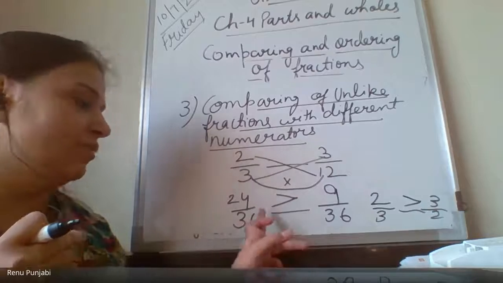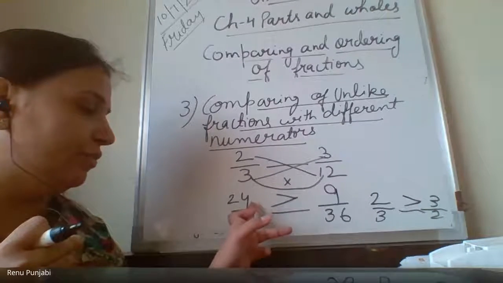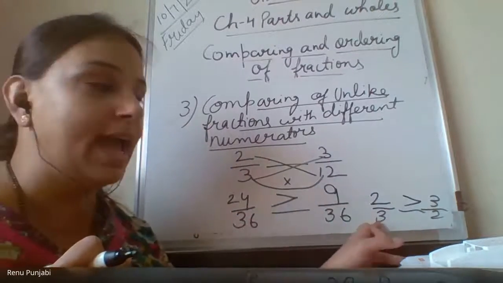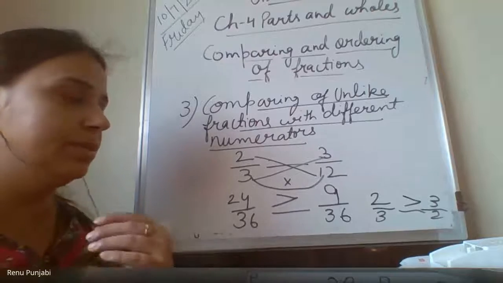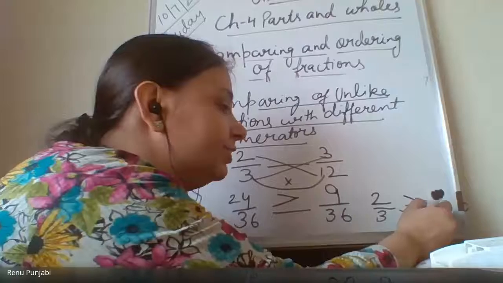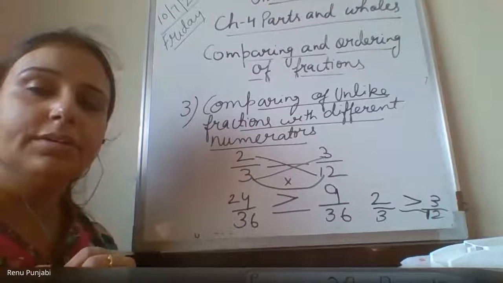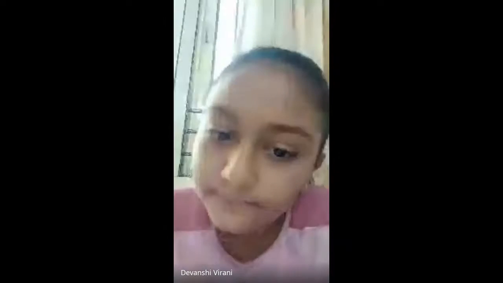Ma'am, we can also take out the HCF of 3 and 12. Yes, first you have to find that 24 upon 36 is greater and then write the actual fractions and compare. The HCF of 3 and 12 can also be taken. Sorry, it is 3 upon 12 only. Why do we write here? I don't understand.